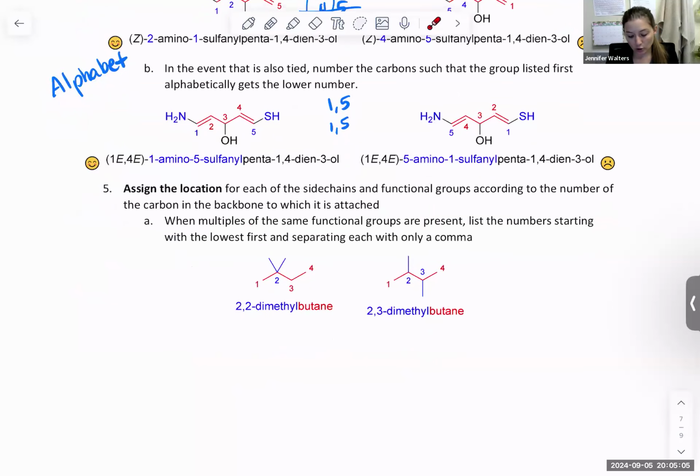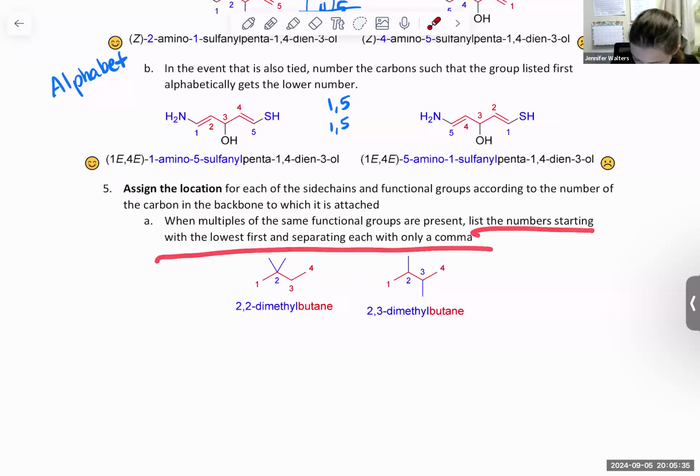Now you're going to assign the location, and you're going to put the numbers directly in front of whatever they describe. Whenever you list the number, our numbers are always going to be separated from our letters by hyphens. If you have multiple numbers, they're always going to be listed in increasing order, and they are separated by a comma. There are no spaces in this. So we list the numbers starting with the lowest first, separated by only a comma.